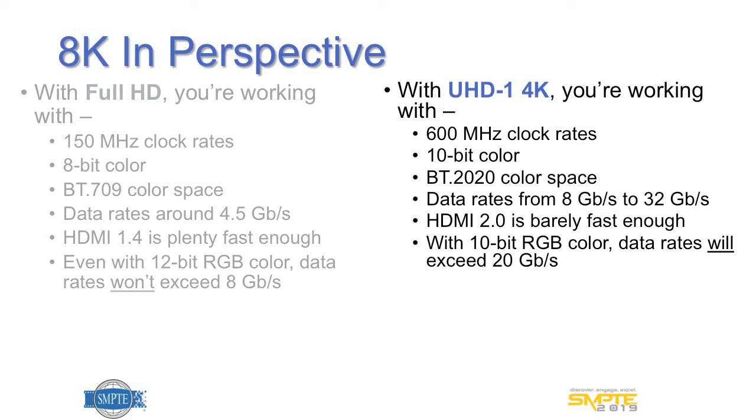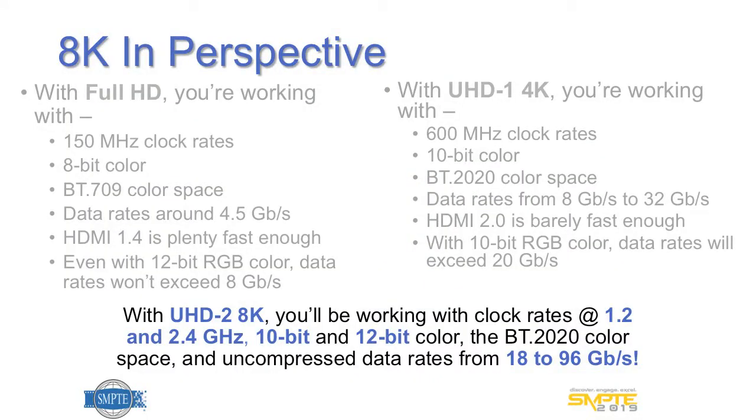So if you're working with 4K, your clock rates are now around 600 megahertz. You've got 10-bit color. Now you have the 2020 color space. Your data rates are running from 8 gigabits a second to 32 gigabits a second. HDMI 2 is barely fast enough to work within the constraints of Ultra HD. And if you're doing 10-bit RGB color, your data rate's going to exceed 20 gigabits a second.